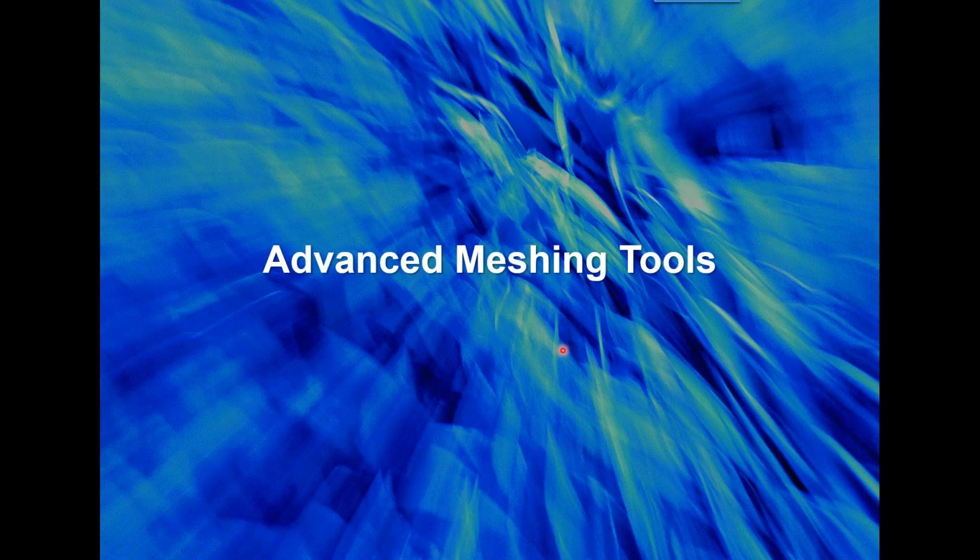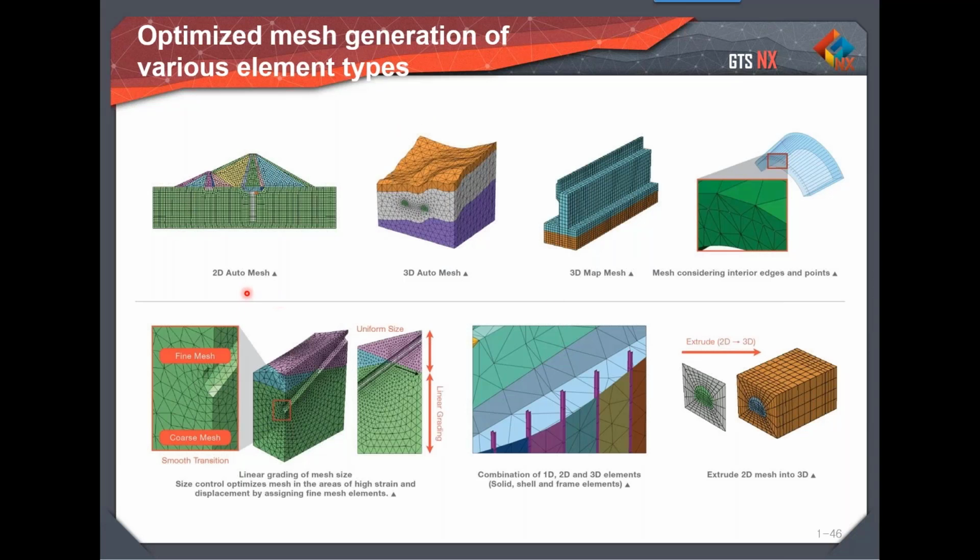Now we have created the geometry, and applied materials and properties. Now we have to mesh that geometry, so we have to discretize the entire geometry into finite elements. We have various features for that. We have 2D auto mesh, which is more like an unstructured mesh, as well as 3D auto mesh, which is also unstructured. But if you want a structured mesh, we have 2D and 3D map mesh as well. This will be very helpful if you want the local coordinates of your elements aligned.